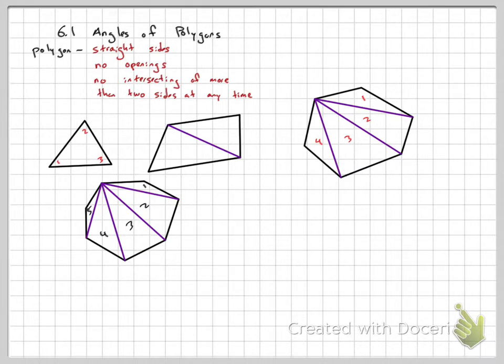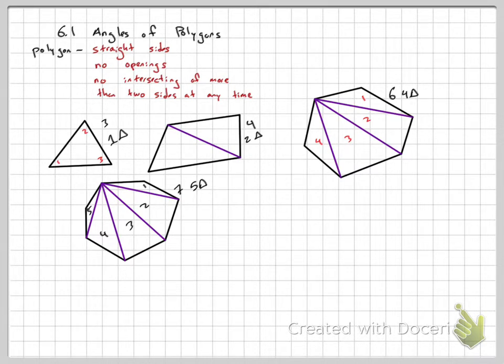So let's look at this. This has 3 sides. It has 1 triangle. This has 4 sides. It has 2 triangles. 6 sides, 4 triangles. 7 sides, 5 triangles. So we've got to think, what is the correlation between the number of sides and the number of triangles that you can create? It's always just the number of sides minus 2. That's how many triangles you're going to be able to create by drawing in these diagonals from the same vertex.